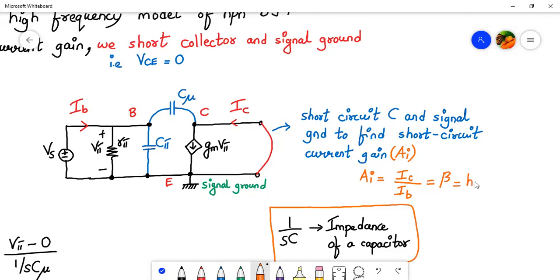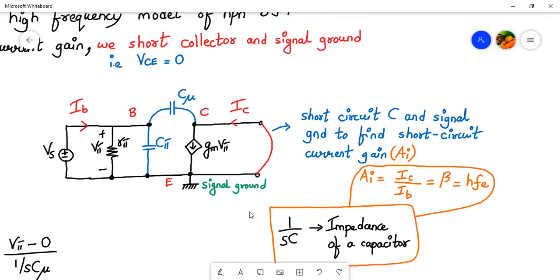In your data set, it is written as HFE. So basically, we have to find the expression of HFE or beta, that is IC upon IB, right? So that will mark over here. Okay, fine. Now, from this data, we need to find the various currents flowing through the capacitors and the resistors. So let's start doing it.